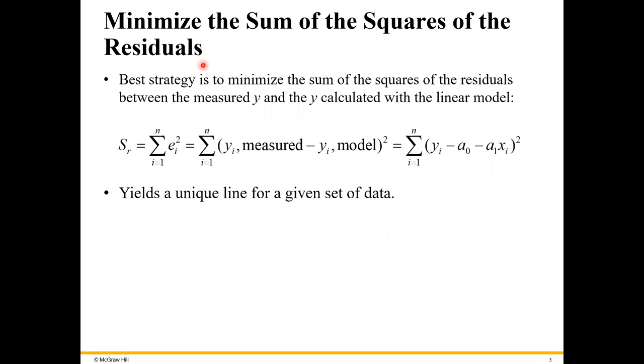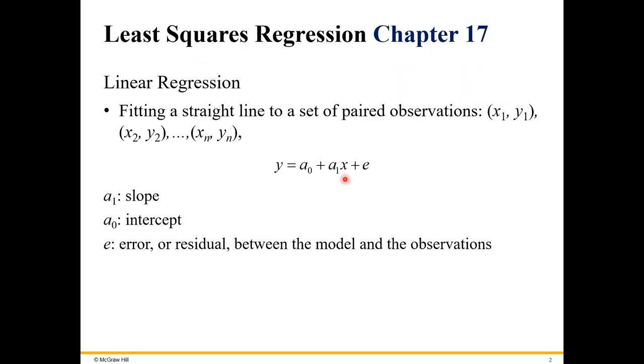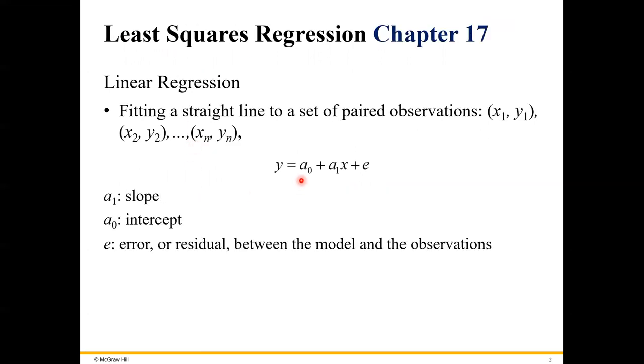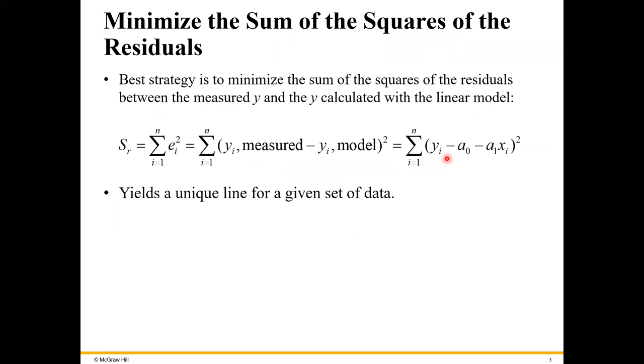There are several ways this straight line can be represented. However, the best way to represent this straight line is when we minimize the sum of the squares of the residuals. So that means we find the value of the residual. For example, if y is equal to a naught plus a1x plus e, then the value of e will be equal to y minus a naught minus a1x.